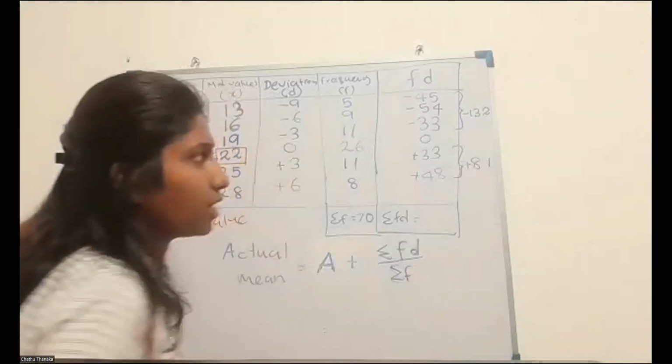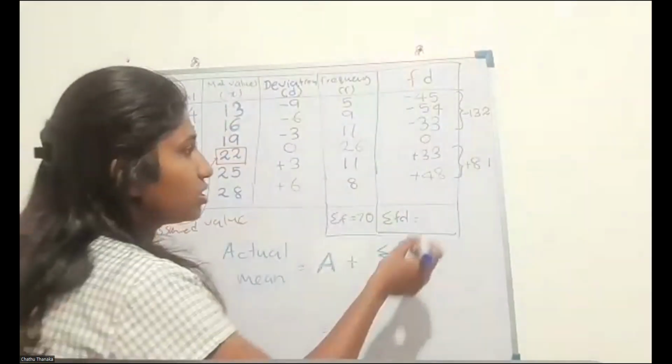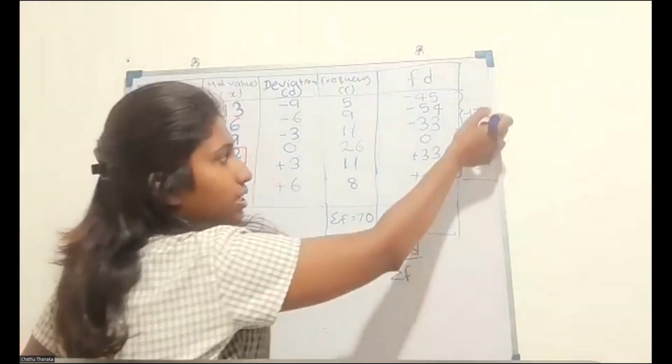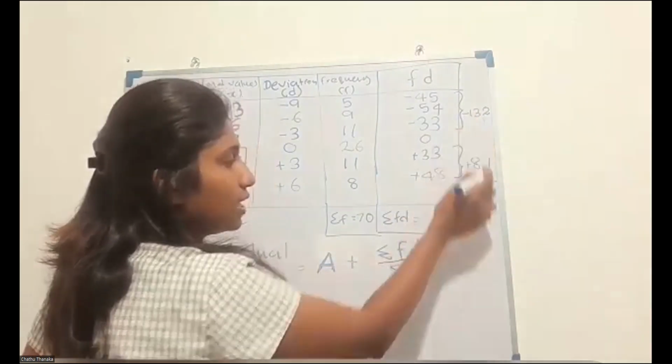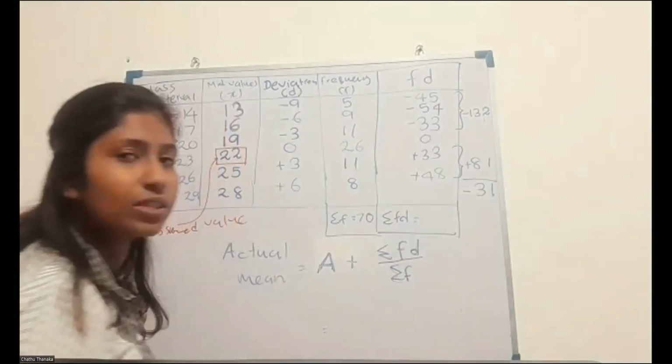81. Positive 81. So to get the sum, we have to add these two values. It means just subtract. Here 131. The big value is 132. So you have to write the sign negative 31.